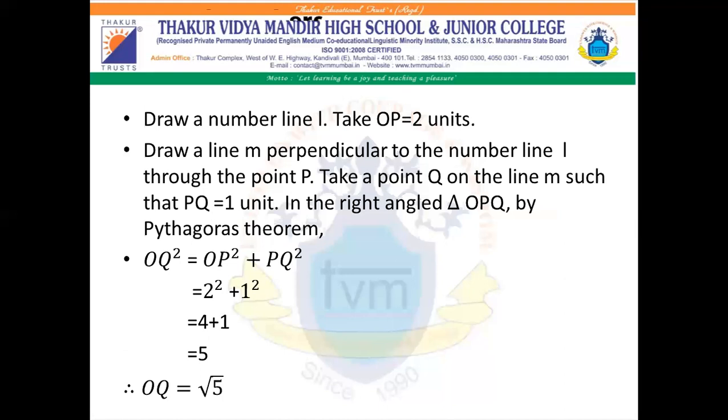In the right angle triangle OPQ, by Pythagoras theorem, OQ square is equal to OP square plus PQ square. That is equal to 2 square plus 1 square. That is equal to 4 plus 1. That is equal to 5. Taking the square root on both sides, OQ is equal to root 5.